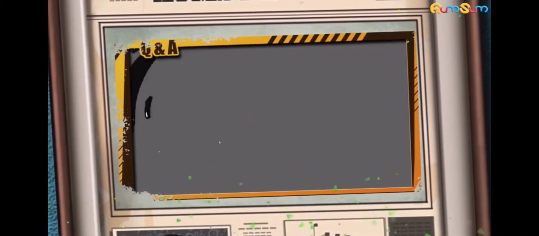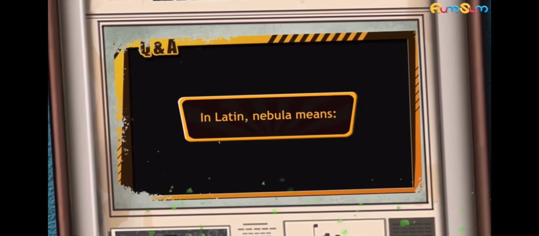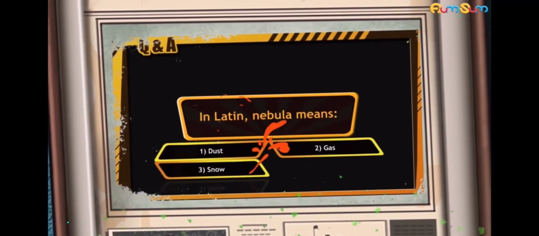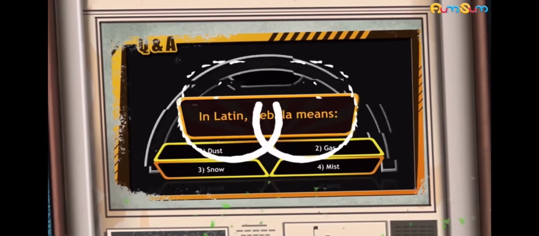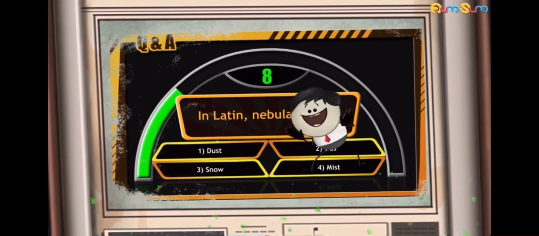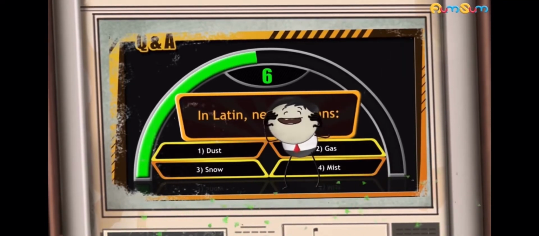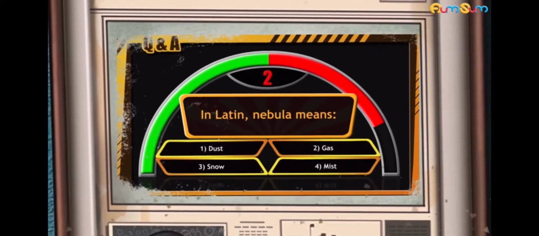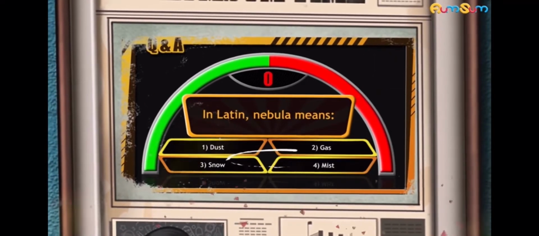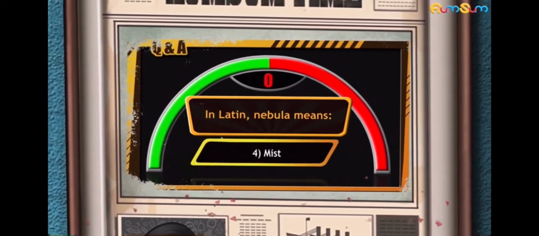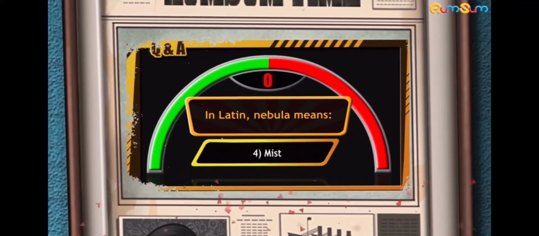Now, let us hold on for a second and try to answer a question. In Latin, nebula means dust, gas, snow, mist. And your time has begun. Start guessing. Come on! Get that brain working and write your answer in the comments section. The correct answer is option number 4. That is, mist. Let's get back to our video.